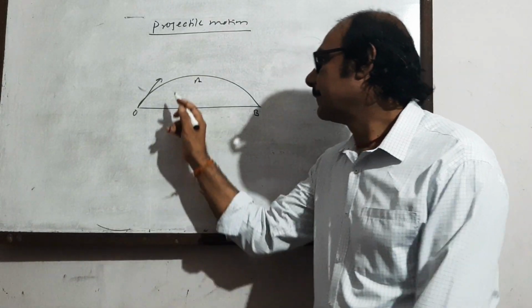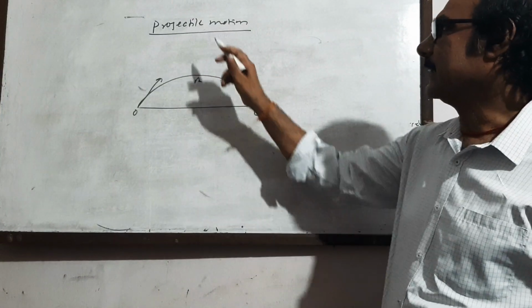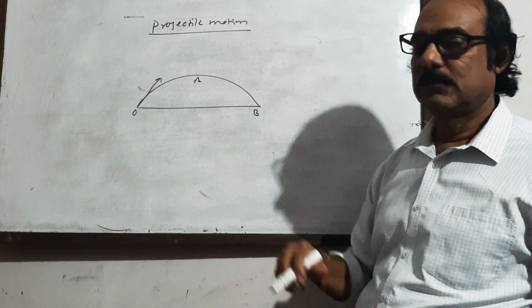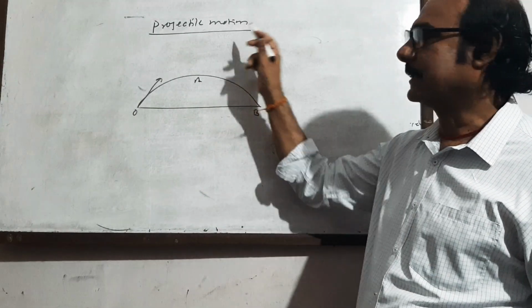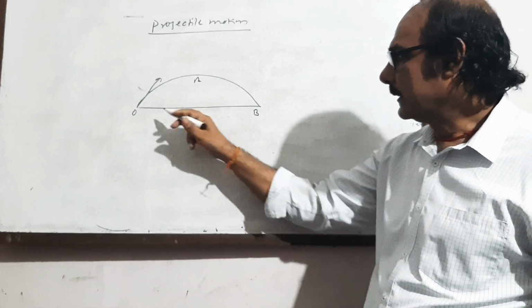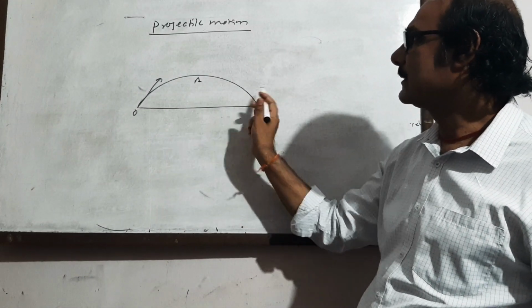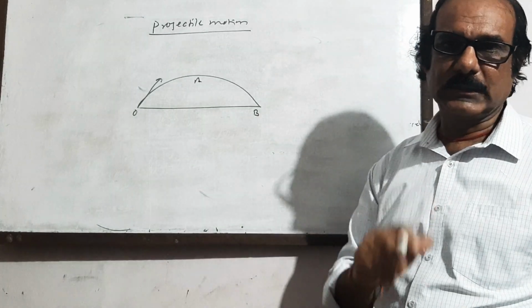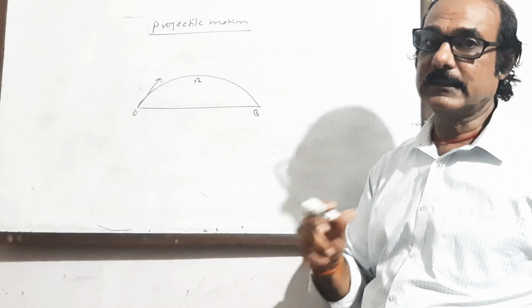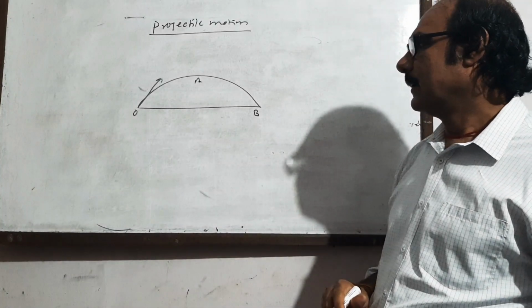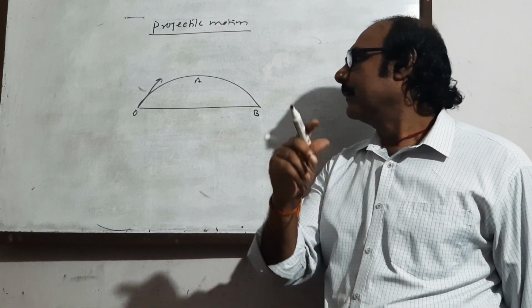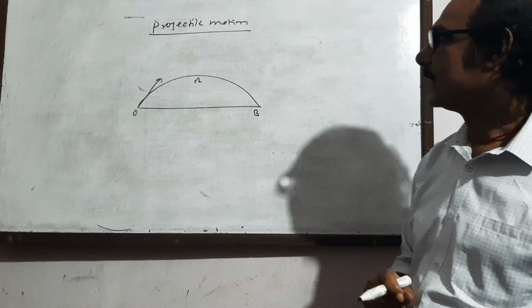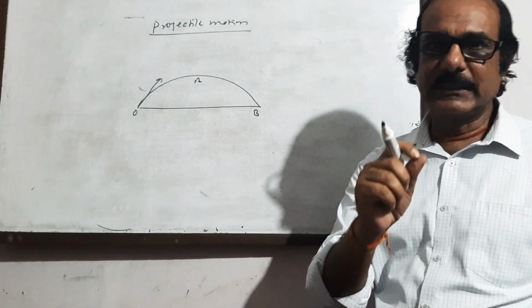This object is known as the projectile. The motion of the projectile is known as the projectile motion. The curved path along which the projectile travels is known as the path of the projectile. It is also known as the trajectory. In the beginning, I have already discussed that projectile motion is the motion in a plane.